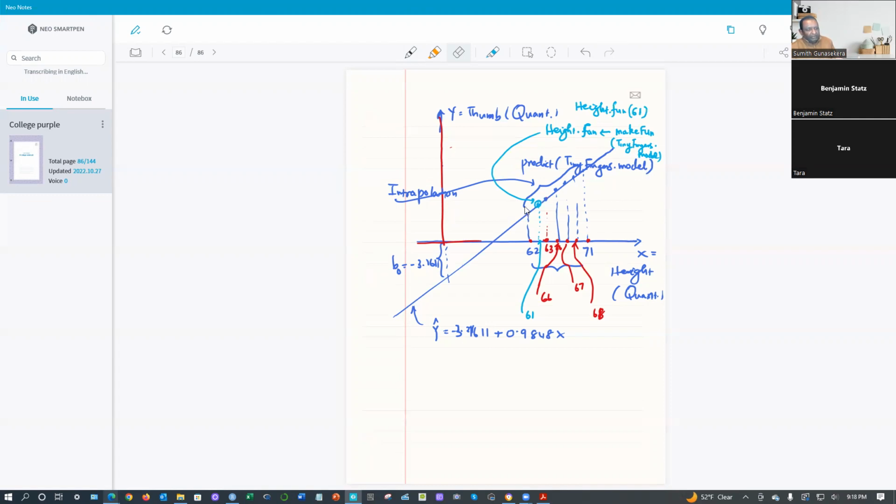Anything you do inside the range, you call the interpolation. Can you do the extrapolation? See, outside the range, it's called extrapolation. This is outside the range. Anyway, okay, let's keep going. Extrapolation on this side and the other side, okay.